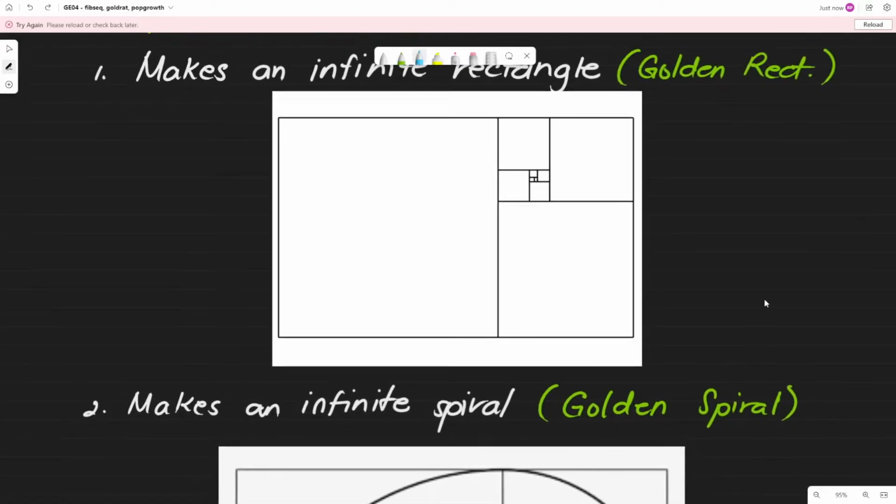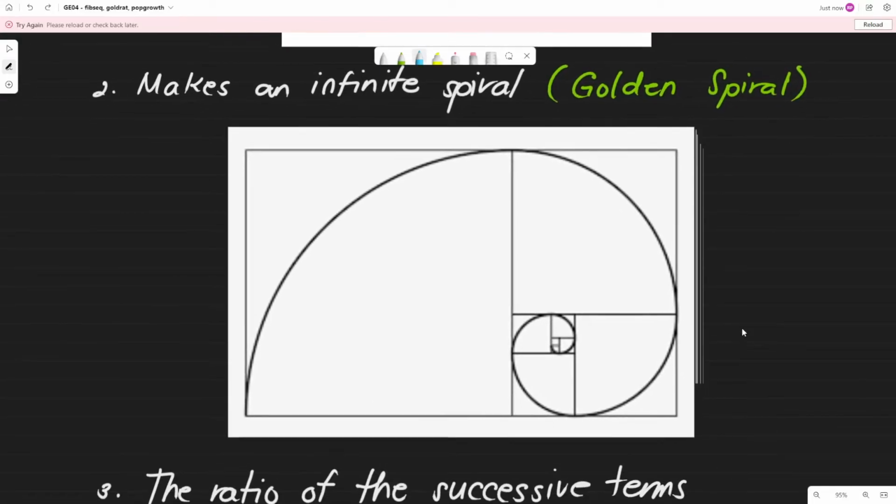Okay, next, another unique characteristic of the Fibonacci sequence is that it makes an infinite spiral as well. This is what we call the golden spiral. Yung mga kanto, from end to end, if we're going to trace a spiral maintaining the distance, makukuha natin tong golden spiral. Later, makikita natin ang another applications ng golden spiral.